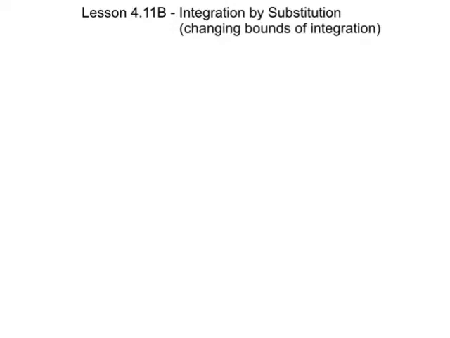One of the last things that needs to be discussed with respect to integration by substitution is how we handle bounds of integration. So for instance, if we have a problem that has bounds, like the integral from 0 to pi over 2 of, say, for instance, the sine of 2x dx, how do we deal with those bounds when we perform a u substitution?